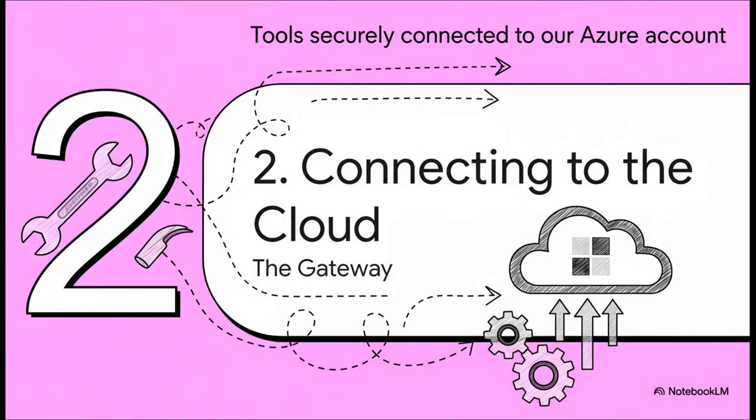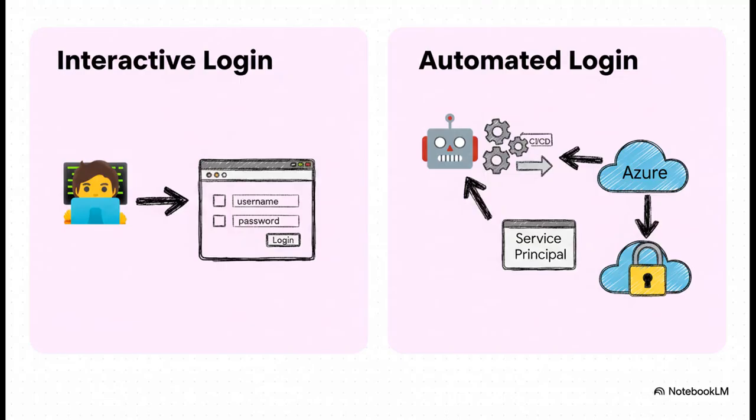So, we've got our tools. Now we need to actually connect them to our Azure account, and we have to do it securely. This step is absolutely crucial for enabling all the automation that comes next. When it comes to logging in, there are basically two ways to do it. There's the way for us humans and the way for our robots. For us, on our local computer, we just type az login. You know the drill. A browser pops up, you sign in, and you're good to go.